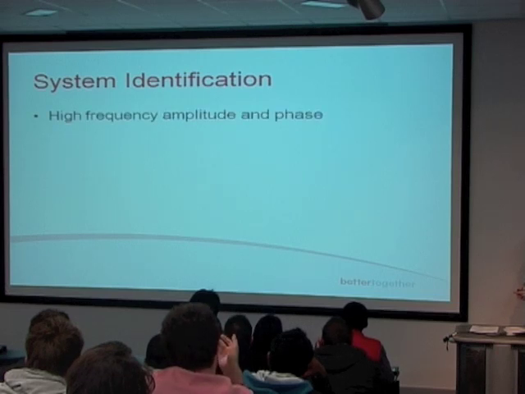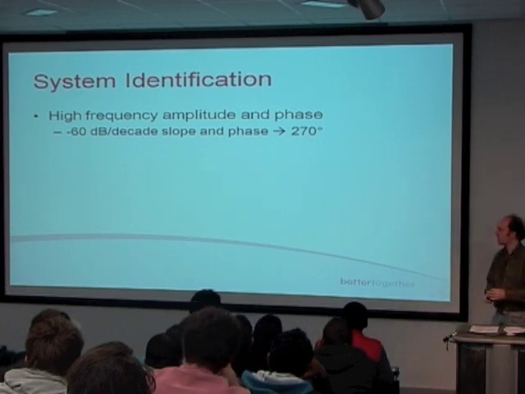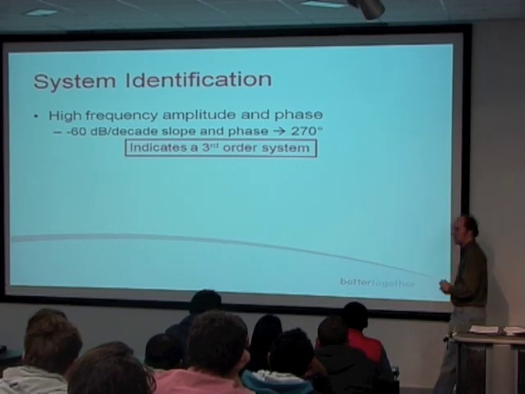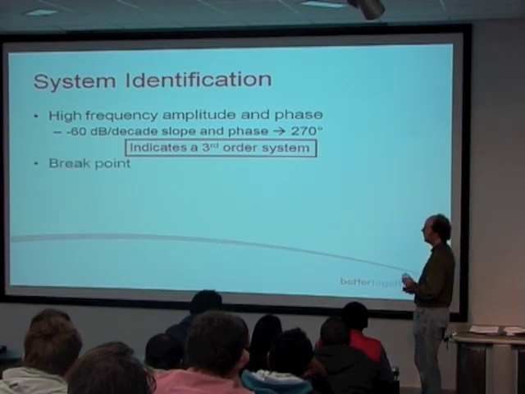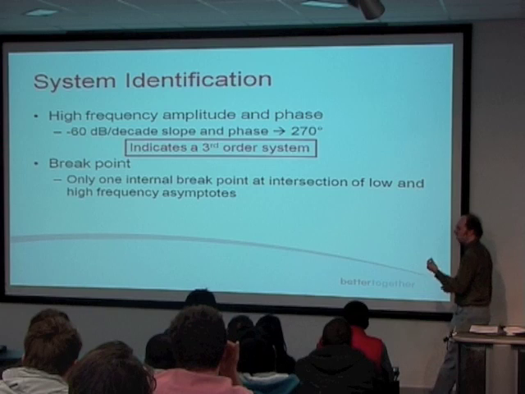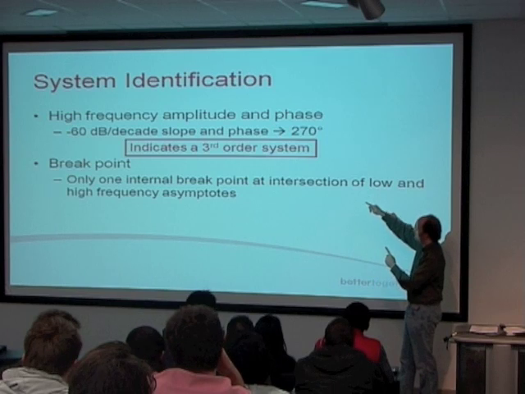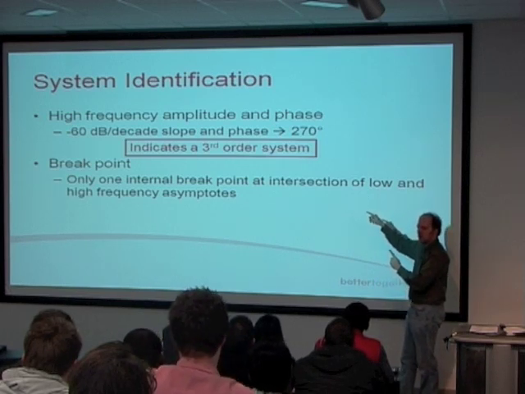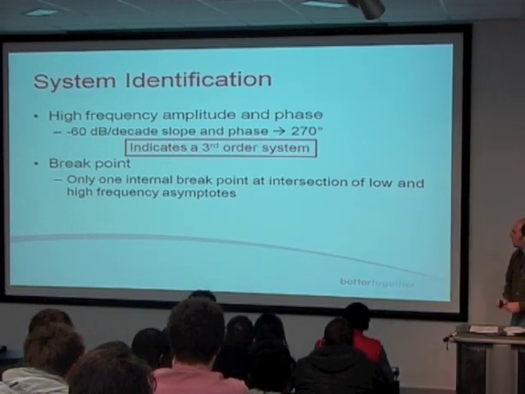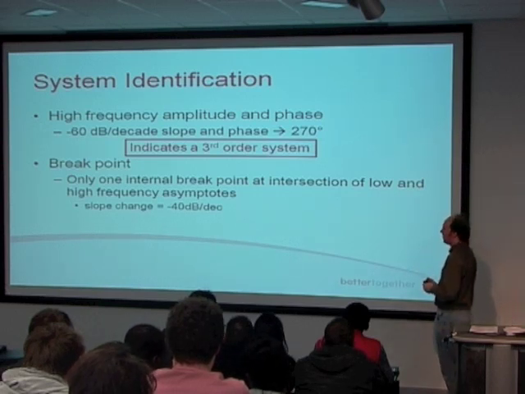And like I said, our high frequency amplitude and phase, we've got minus 60 dB per decade, and the phase was tending to minus 270 degrees. And we know that that must mean that there is a third order system. There are 2 more s's that we need to find. The breakpoint, there was only one breakpoint. Okay, now breakpoints we saw were associated with first order and second order systems. Okay, there's one breakpoint, but it's going from minus 20 to minus 60. And so there must be 2 first order lags that are coincident with each other because there's only one breakpoint. A slope change of minus 40, that indicates there's an s squared somewhere.